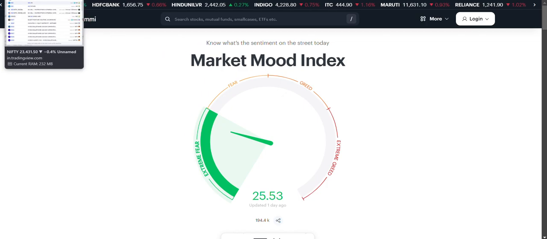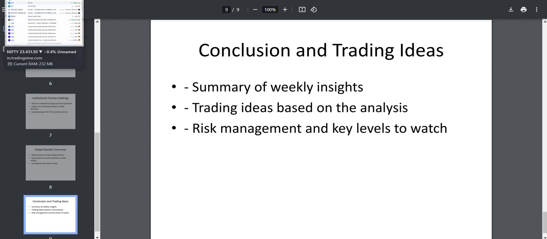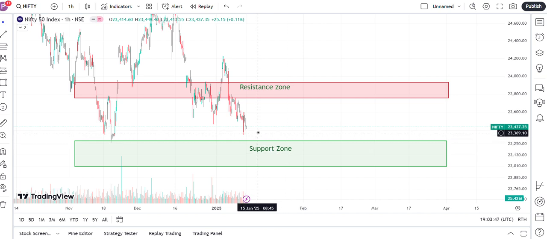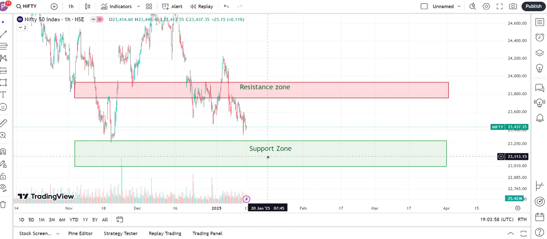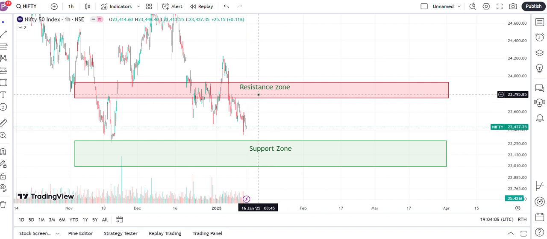Now we will look into the conclusion. We have seen multiple parameters. Based on these parameters, we will see the trading ideas and then the conclusion for this week. Generally, now we are finding something like this. Resistance is here and support is here. I am expecting the market to trade between this zone, and even if it bounces, any first-time bounce to the resistance will be sold off.